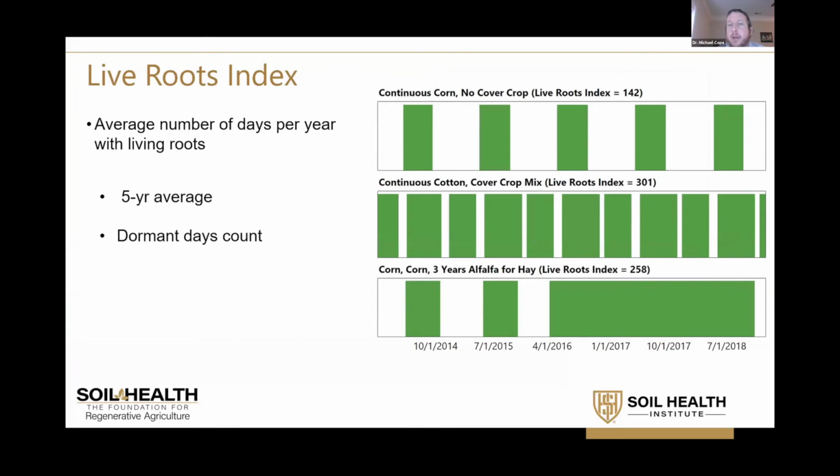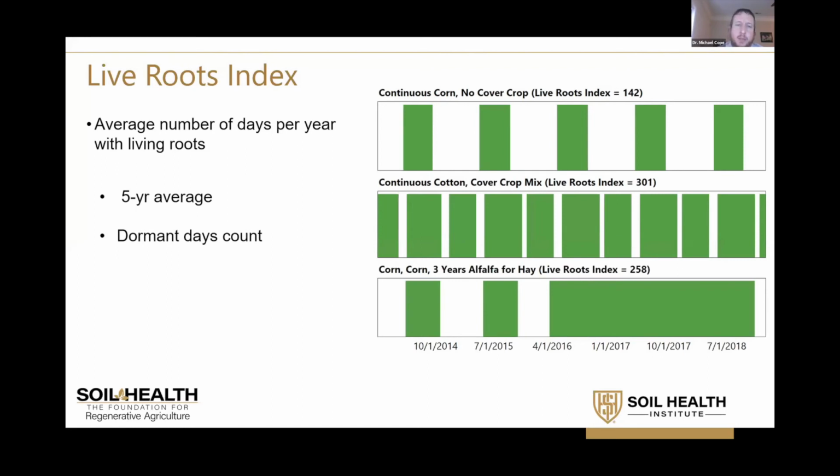In this figure on the right, I have 3 examples of what the timelines look like with their calculated live roots index values. Note these 3 boxes share a common date down here on the x-axis from 2014 through 2018. And simply where you see green in these boxes across these timelines, there are live roots present, and where you do not see green, there are not living roots present. So in the first 2 examples, we have sort of the contrast of traditional no cover crop versus cover cropping systems. And these 2 examples have live roots index values of 142 and 301 respectively.